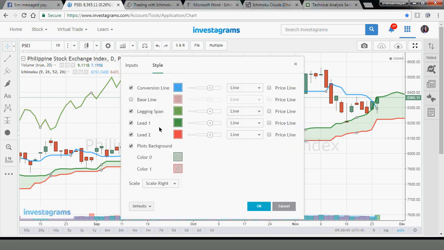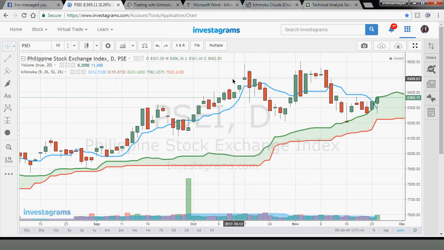So, itong line na to, check lang natin dito para ma-appreciate natin siya. So, ito si Tenkan-sen. You can actually change the color, depende sa iyo. Pero, ang calculation nito, siya yung pinaka-shortest na moving average. Sa mind ko, palagi kong na-similar to sa moving average 9 days.